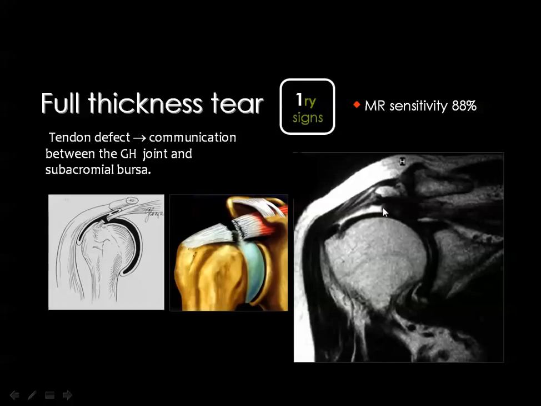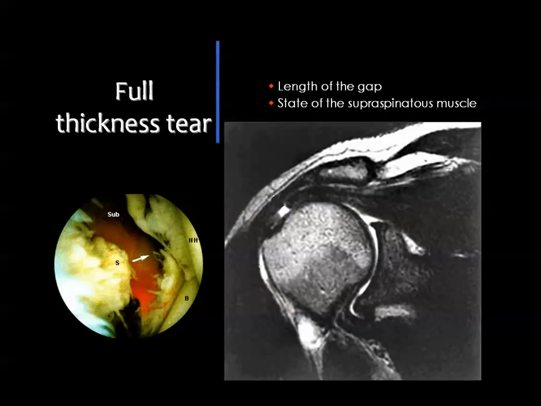Then this is the acromioclavicular joint and this is the supraspinatus tendon, which is ruptured here, and you can see the gap between the cut edges of the tendon, and in every case there is a full thickness tear of the supraspinatus tendon. You should measure the gap between the cut edges of the tendon. And here you can see this is the supraspinatus muscle and this is the tendon which is torn here, and this is the gap between the cut edges of the tendon.